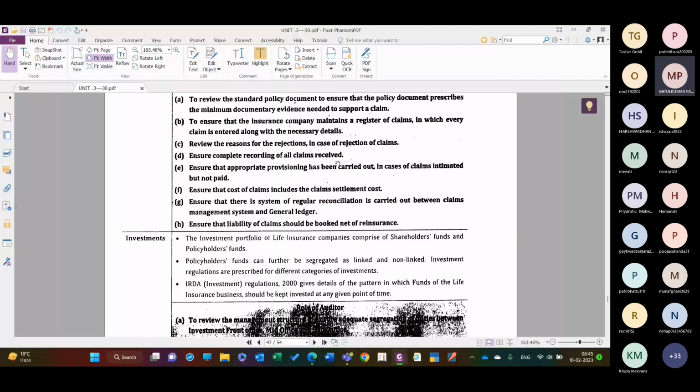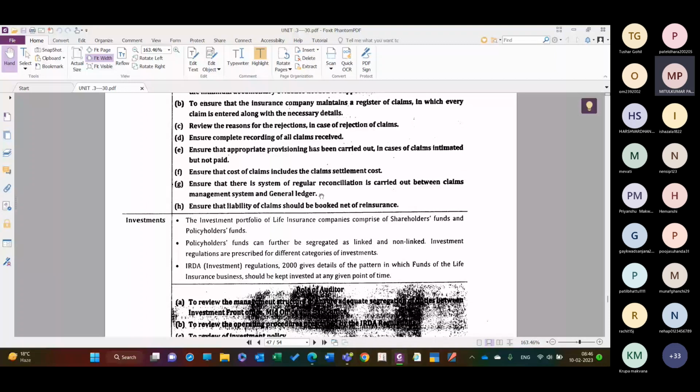Ensure that the cost of claim includes the claim settlement cost. अगर claim settlement cost है तो जो भी होता है वो भी आपको करना है, transfer charges है, जो भी है. Ensure that there is a system of regular reconciliation carried out between the claims management system and the general ledger. अभी तो सब computerized होता है तो ये reconciliation it will be done by the systems. हाँ, it should be verified.